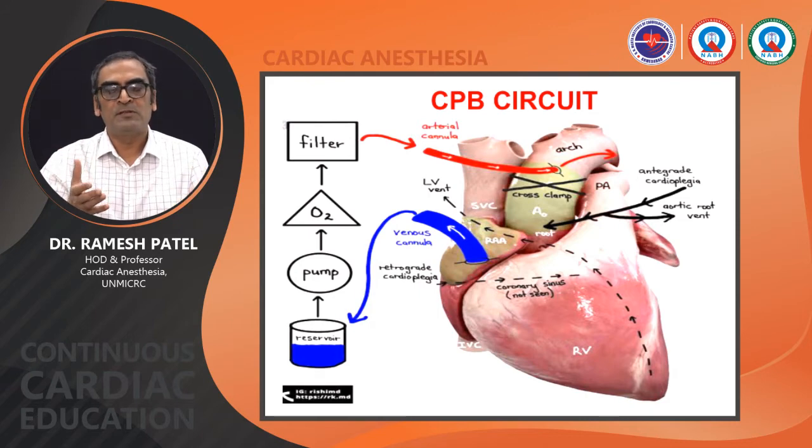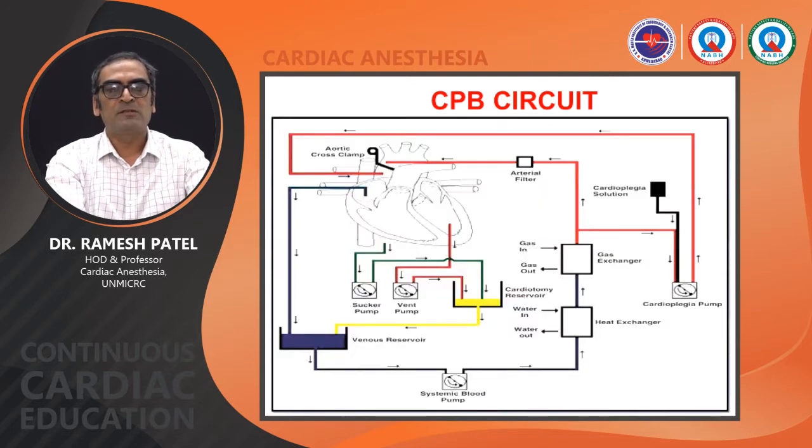So this is basically a reservoir for blood, and with the help of the pump, this blood will be oxygenated, and with the help of a filter, this oxygenated blood will be given back to the patient through the arterial cannula into the ascending aorta. So this is the basic circuit of the cardiopulmonary bypass machine, shown in the diagrammatic presentation.